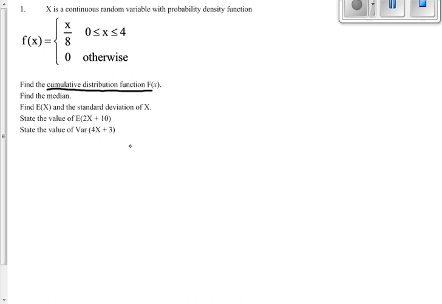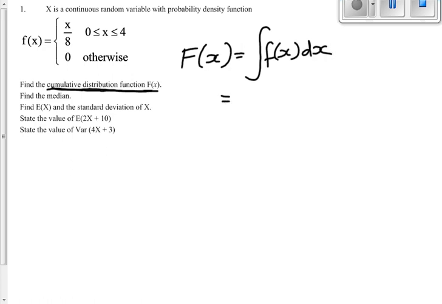Review sheet G, question 1, starts by asking us to find the cumulative distribution function, the capital F of x. And for all of these, and throughout this review sheet, you find them by doing the integral of f of x. It's how much probability we have from here downwards. So we're doing the integral of x over 8 dx, and of course integrating that gives us x squared over 16 plus c. We need to work out what this c is.